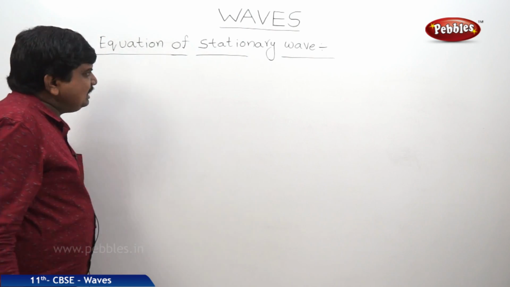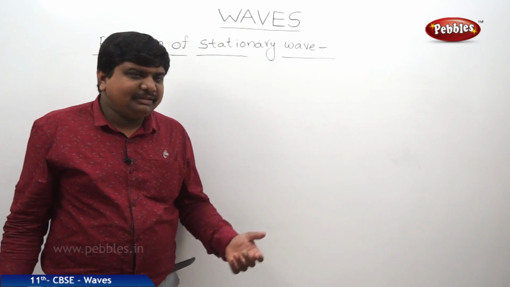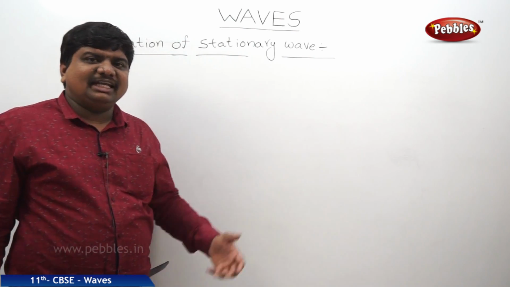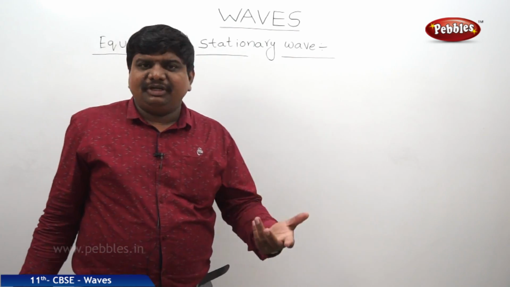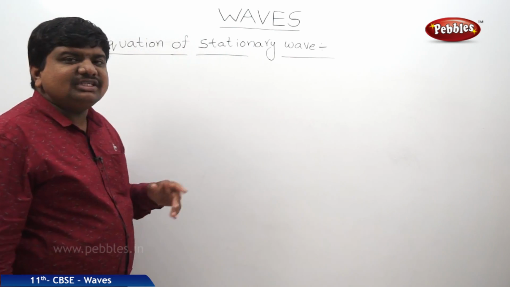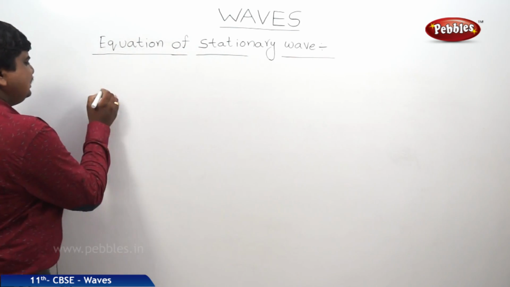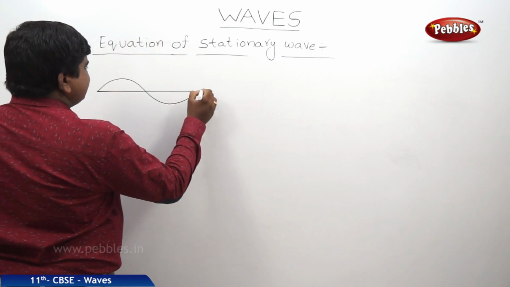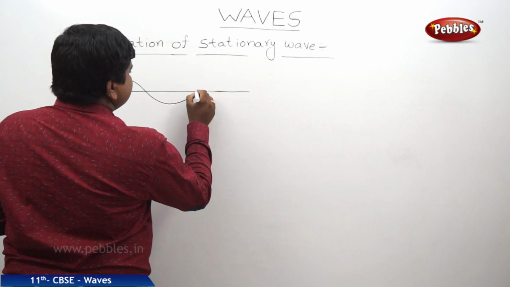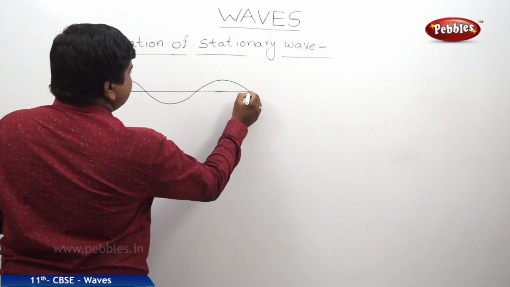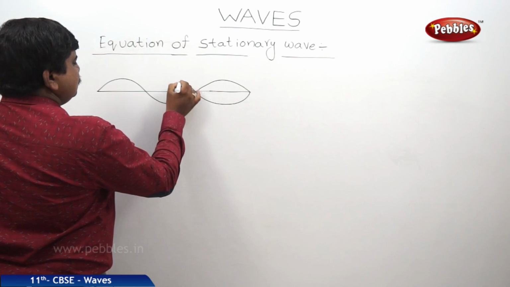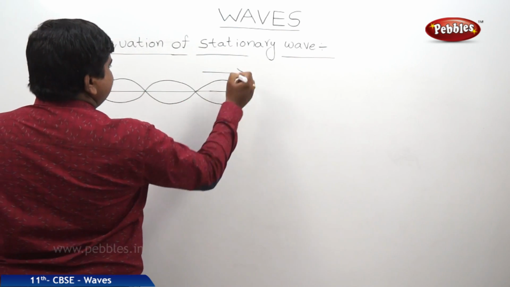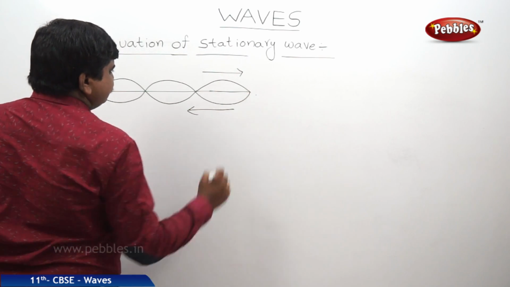Now we will discuss the equation of a stationary wave. Equation means a mathematical expression of a stationary wave, like a mathematical expression for simple harmonic motion; it is also similar. So let us take a stationary wave of displacements which are possessed in opposite directions, like this. One is moving from left to right, another one is moving from right to left, relative motion.